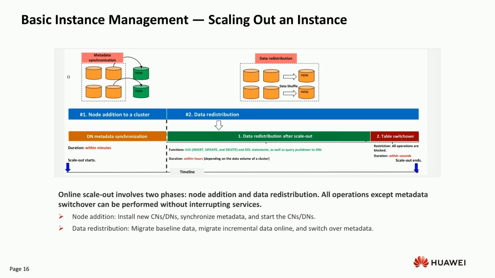During node addition, new CN and DN are installed, metadata is synchronized, and the CN and DN are started. During data redistribution, baseline data is migrated, incremental data online is migrated, and metadata is switched over.